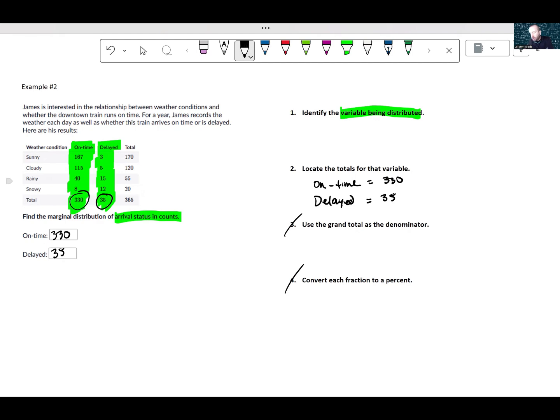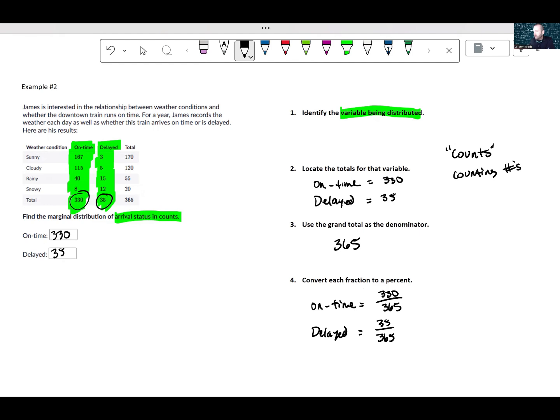If we wanted to find a percent, we could. So if it was asking us for a percent, let's take this one step further. So the grand total is 365, and then we could figure out, well, for on-time trains, this is 330 out of 365, and for delayed trains would be 35 out of 365. And then we just convert that to a percent, whatever that is. But this is asking for counts. So counts, that's just our counting numbers. Okay. So no fractions, no percents. All right, that one wasn't so bad.